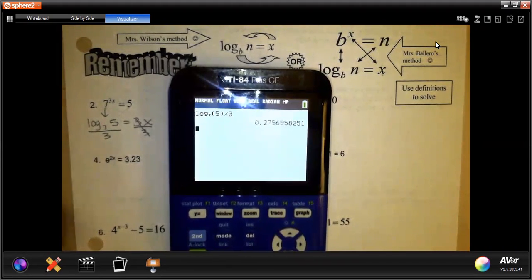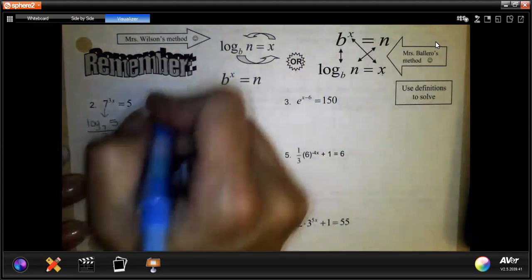When you write these answers down, you're going to want to keep at least 2 decimals. Sometimes people will keep 3, so 2 or 3 is what you're looking for. So 0.276 would be my answer.